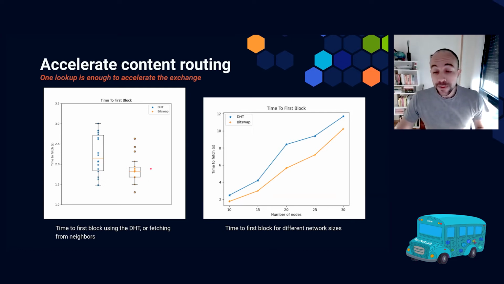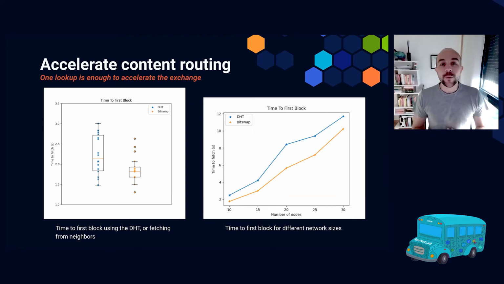If we compare these same numbers and we do the same experiments, changing the number of nodes in the network, so the number of total nodes, so we have a seeder and a number of leechers, so changing the number of leechers in the network, we see that finding content and fetching content using Bitswap, instead of resorting to the DHT in order to find the content, is always faster, independent of the number of nodes in the network. So what we learned from this is that this is the way that Bitswap accelerates content routing.